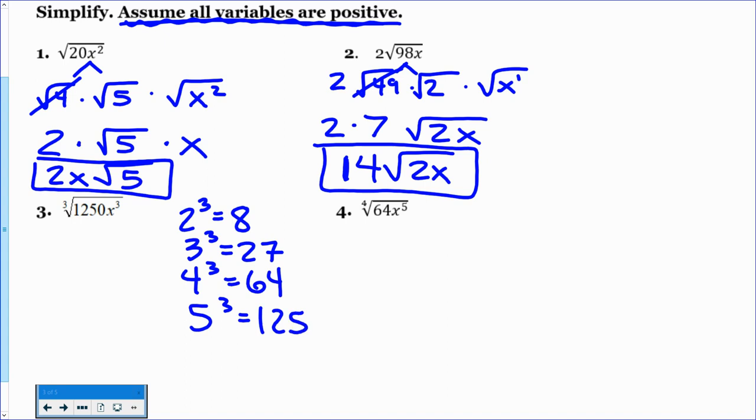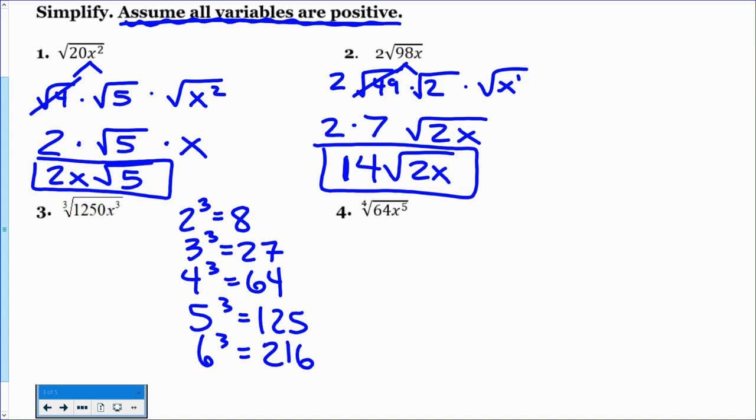A lot of times, if I'm working on this on my paper, I'll put the first few perfect cubes on my paper. I can get these from my calculator, 2 to the third, 3 to the third. I don't necessarily have to memorize them, and I can just write these down. It's at the top of my paper, when I take my quiz or whatever.